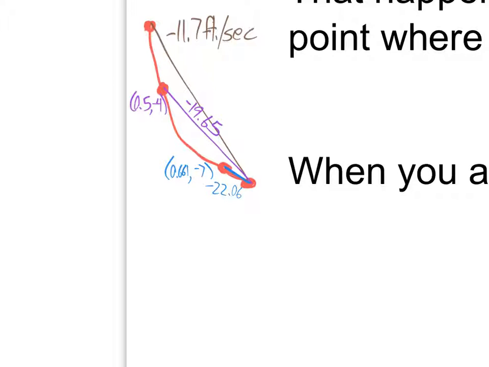Now, question here. Which of these do you think is the closest to the velocity that the ball is going when it actually hits the ground? The last one. Yeah, negative 22. Yeah, okay.